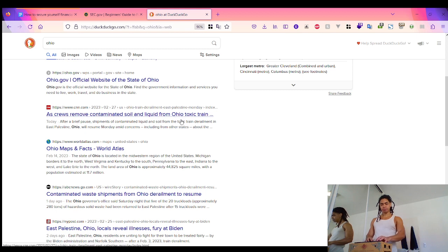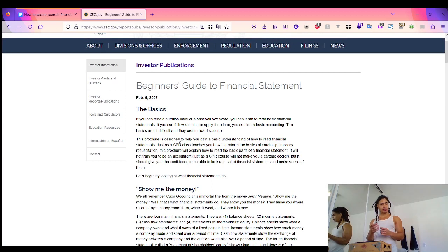As crew removed contaminated soil and liquid from Ohio, like that. Again, environmental cleanup costs, tax owed to the government, and any obligation that a company expects to pay by a product or service provided in the future.